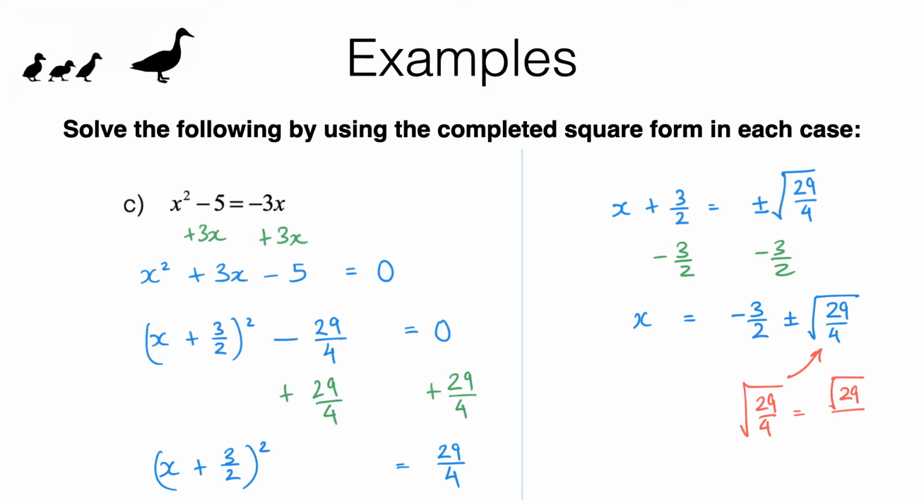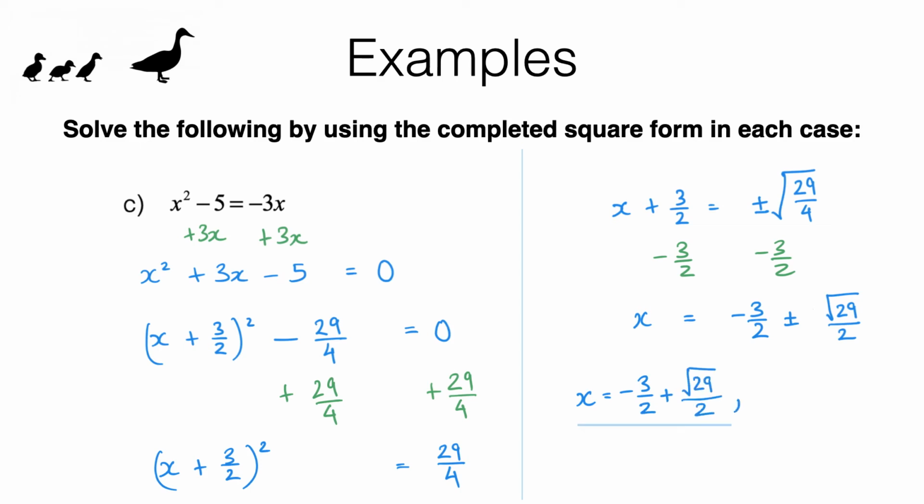Now, the square root of this fraction, 29 over 4, equals the square root of 29 over the square root of 4, which is just 2. We can just take the square root of the numerator and denominator individually. So I can replace this with this. It's not something we had to do, but it's often nice to have a rational denominator there. So we've got our two solutions. Of course, we can write out the two solutions separately. So we get x equals negative 3 over 2 plus the square root of 29 over 2. And the other solution, x equals negative 3 over 2 minus the square root of 29 over 2.